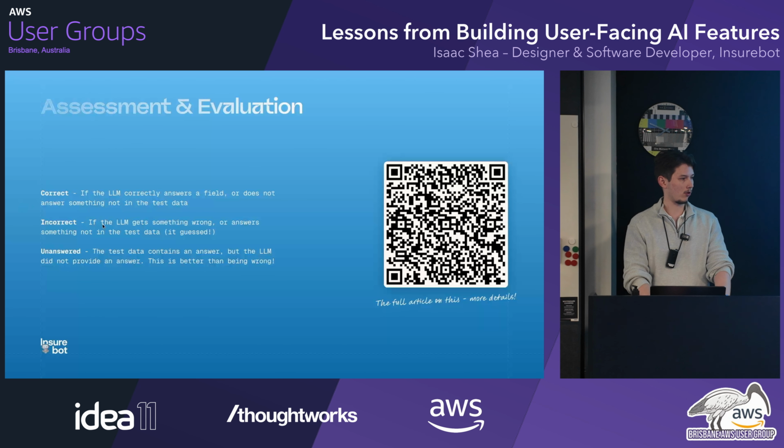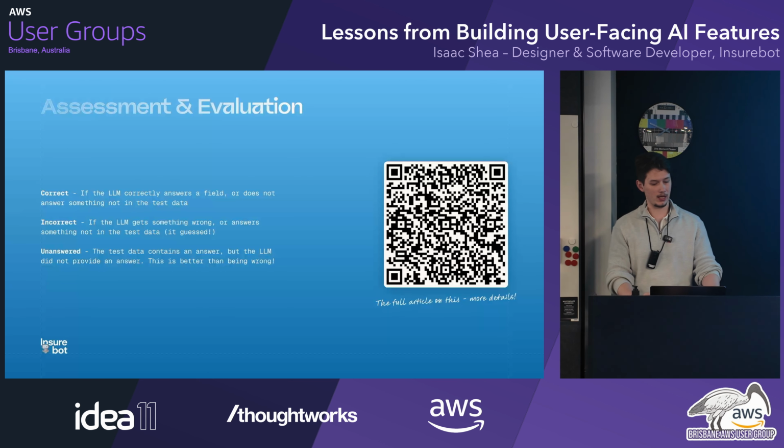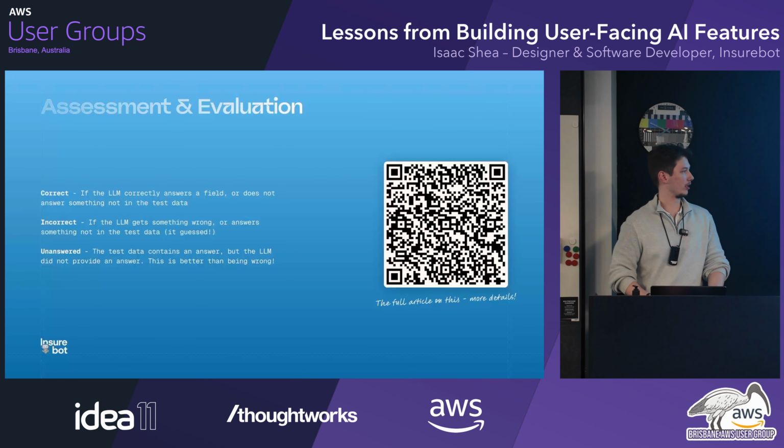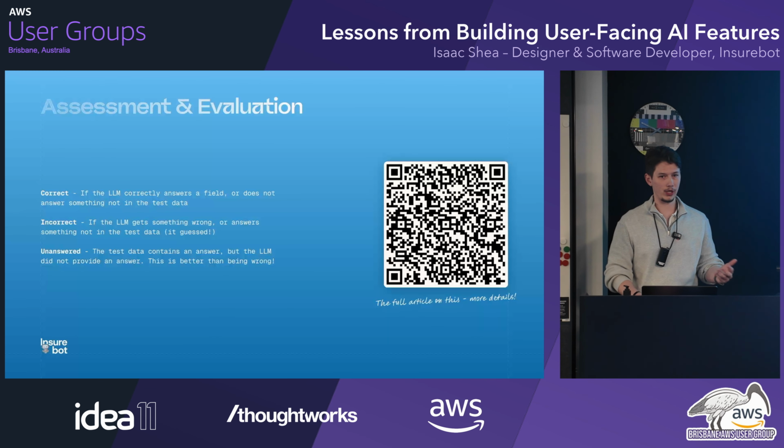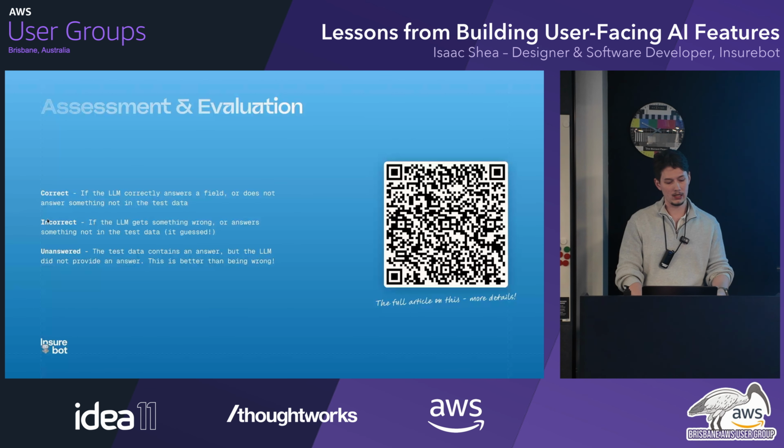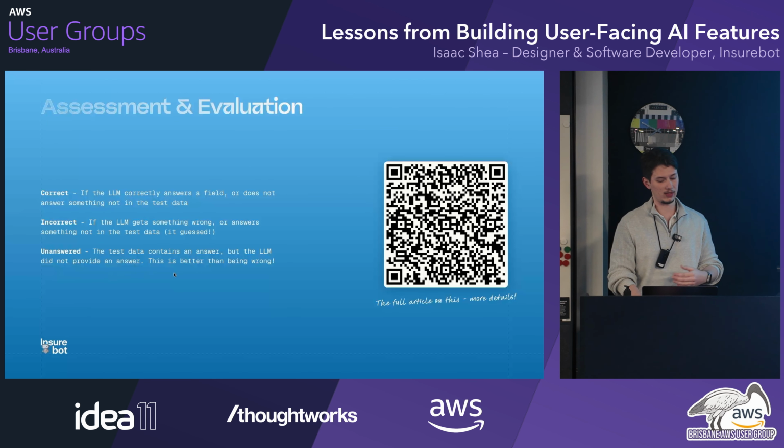If the model gets something wrong, so our ground truth has an answer that doesn't match what the AI provided, then that's wrong, obviously. But also, if the AI provides an answer in a case where the test data doesn't provide one, then it's guessed, because we know it shouldn't have enough context to fill it in. And we treat that as incorrect because it's bad. In cases where you're okay with the system guessing, maybe that's fine. And then unanswered is where the test data contains an answer, but the LLM didn't provide one.